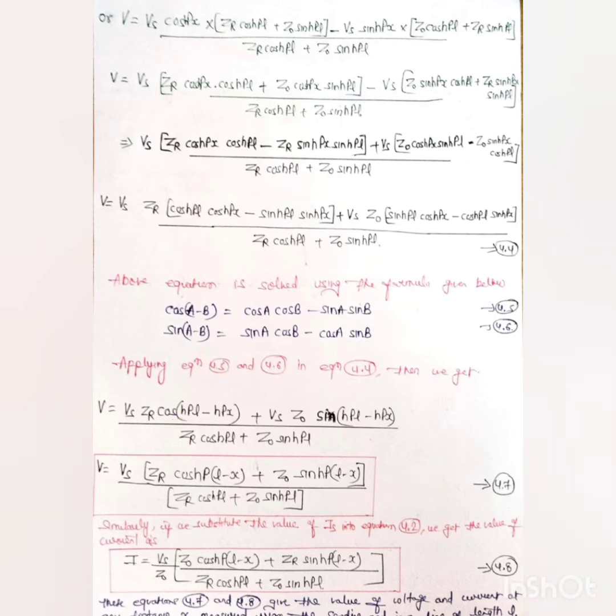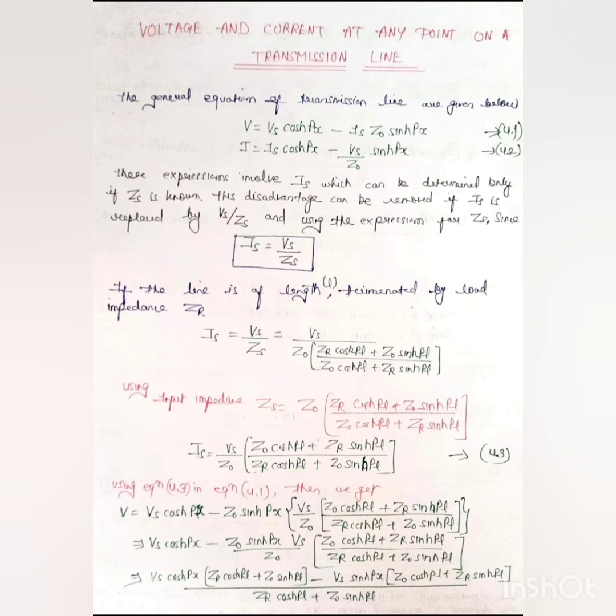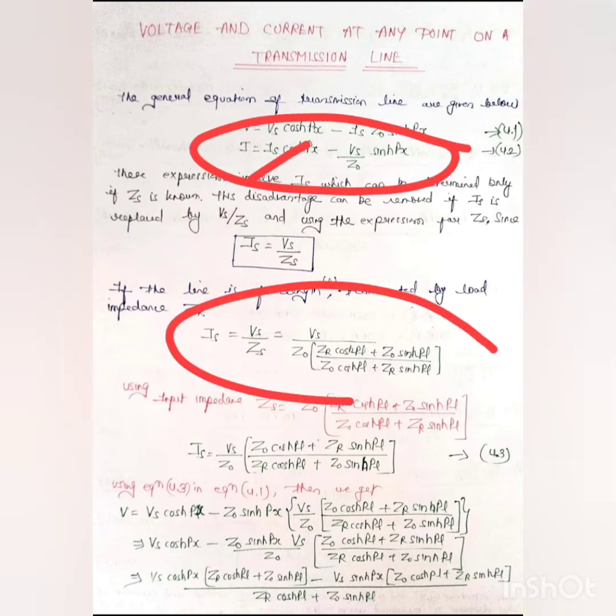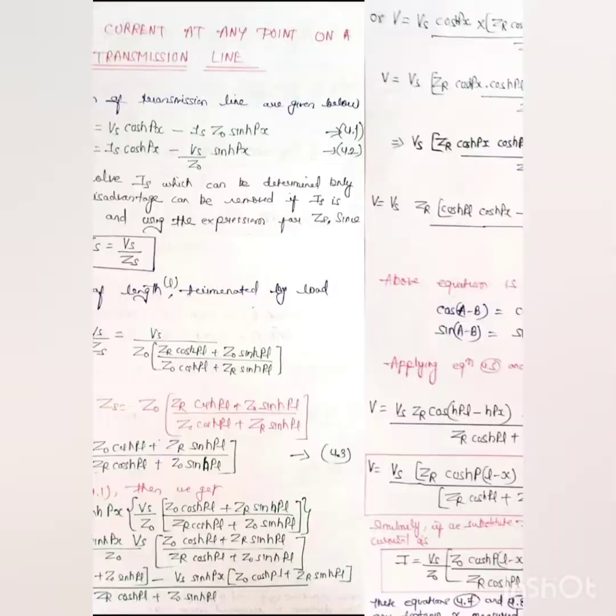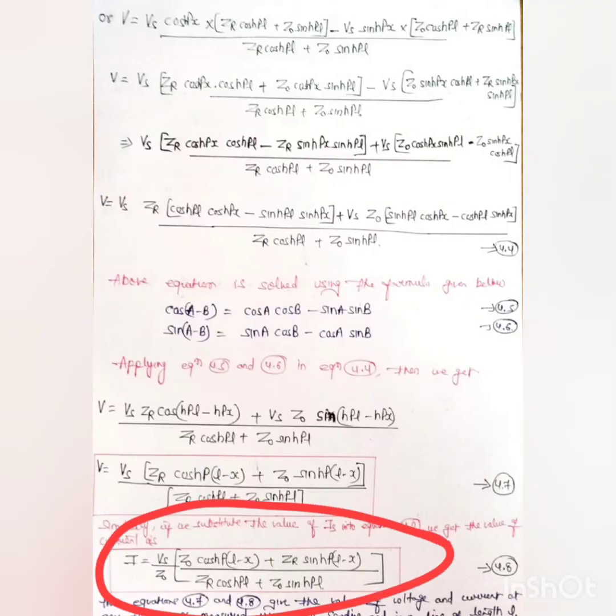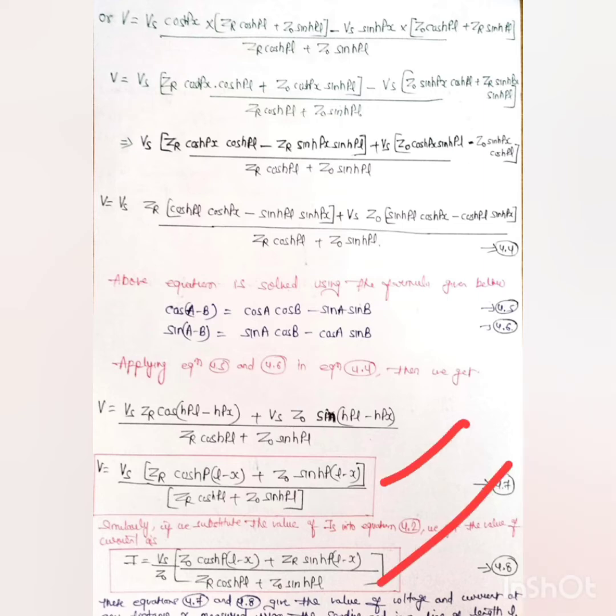Likewise we need to find out the current equation, and there is no need to derive it directly, we can write that equation, because in place of Is again we put this expression, and on solving all these equations we get I equals Vs upon Z0 cos hyperbolic p(l minus x) plus Zr sine hyperbolic p(l minus x). The method is similar to the earlier voltage equation. With the help of these two equations we can find out voltage and current at any point on the transmission line. This is nothing but the voltage and current equation.